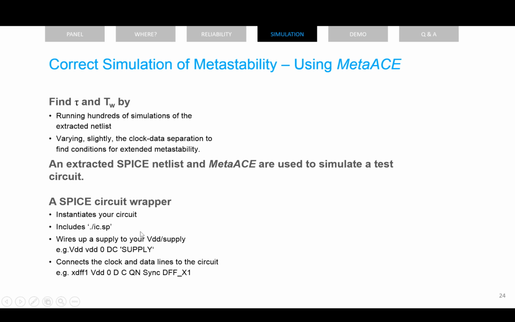The wrapper that you need to add is minimal, and I won't get into a lot of details here. We have examples you can download. In fact, we make a limited version of MetaACE available for free download to anyone who wants to analyze their own synchronizer circuits, work on improving them, or just to learn more about metastability by playing with some of our sample public synchronizer circuits.